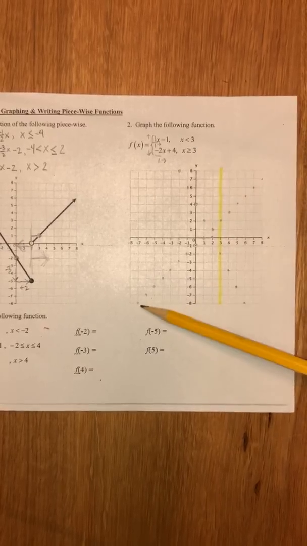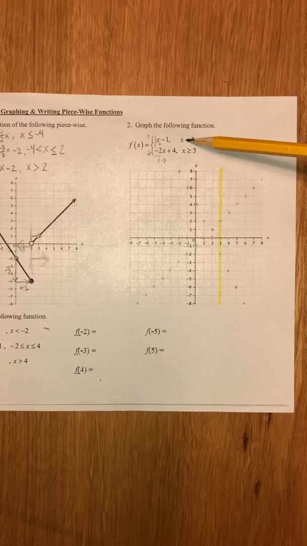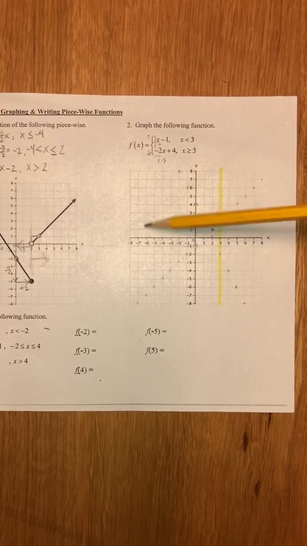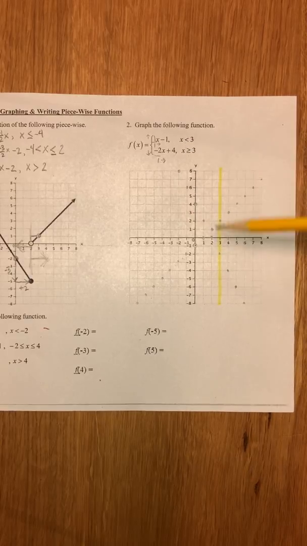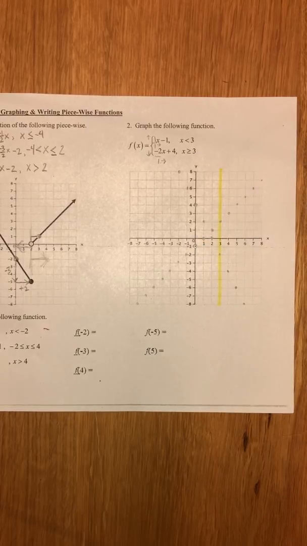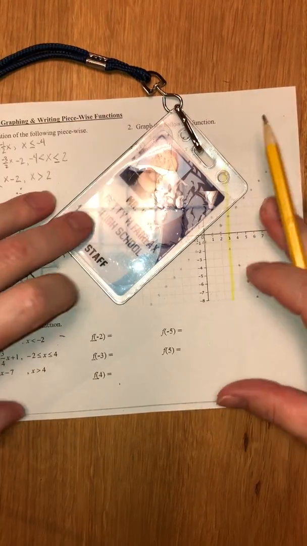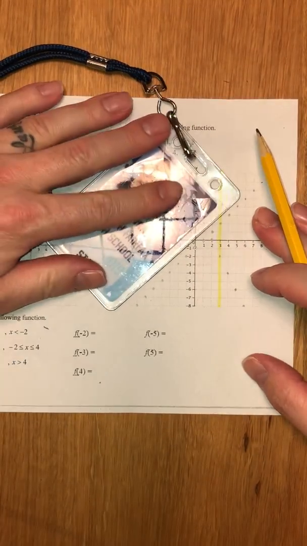The x minus 1 was this line that I graphed here. And this boundary says that x is less than 3. So numbers that are less than 3 are like 2, 1, 0, all these negatives. So that's saying left of this boundary. So I'm going to graph this one only to the left of this boundary. We always want to use a straight edge. And there's my wonderful ID. There's my straight edge.